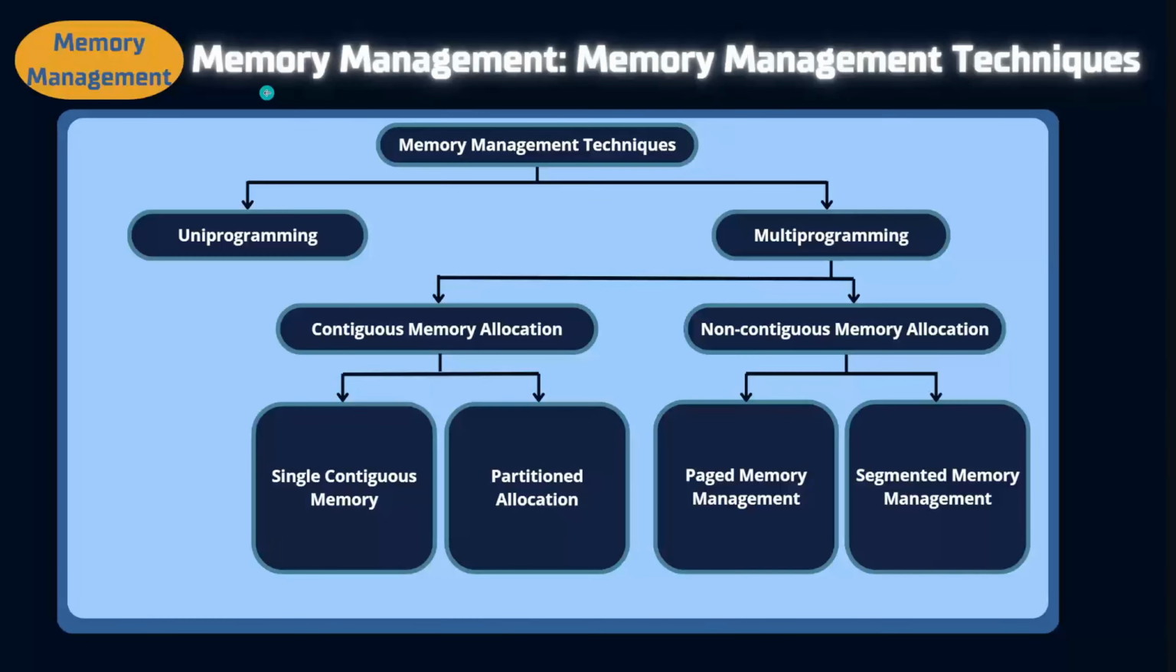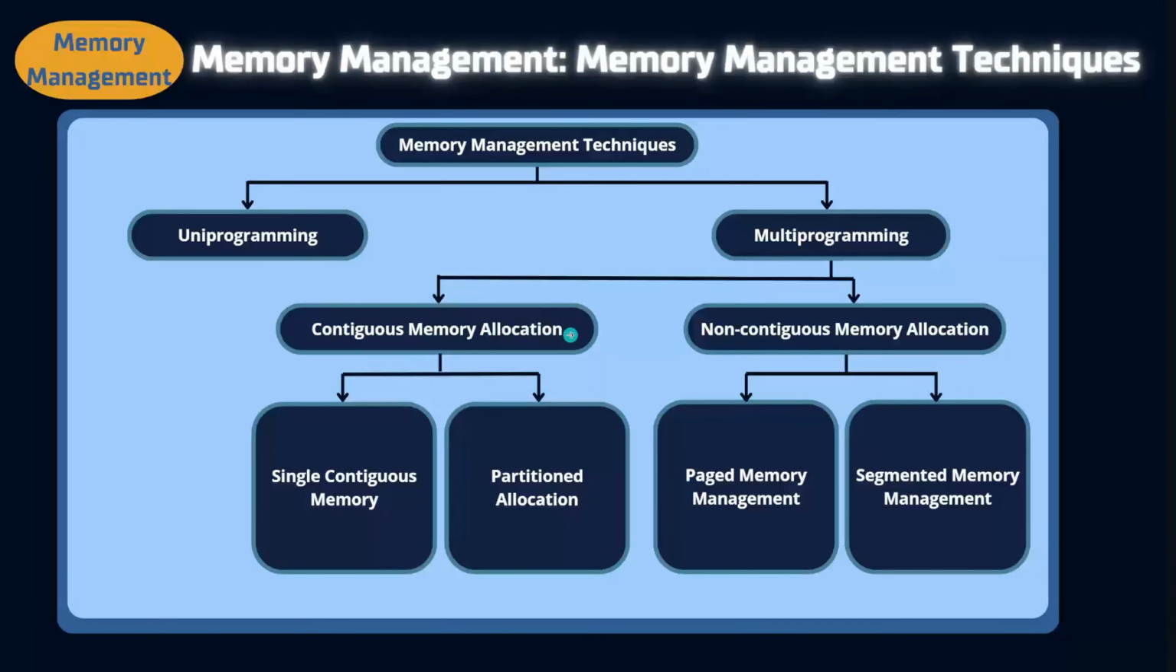For memory management, there are also memory management techniques as shown by this diagram here. Let's look into this diagram. Memory management techniques will have two subcategories. First is uniprogramming and also multiprogramming. Under multiprogramming, there are two subcategories too. First is contiguous memory allocation. Let's look into contiguous memory allocation first.